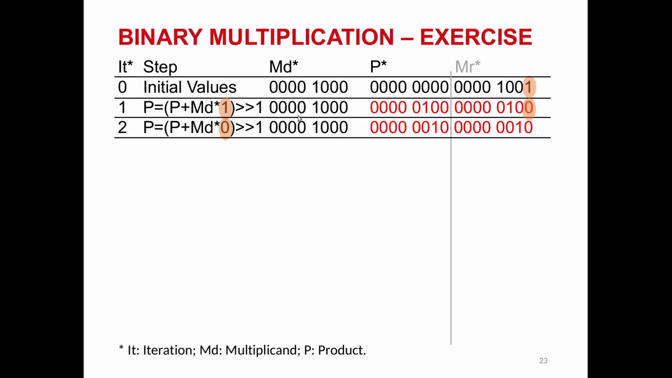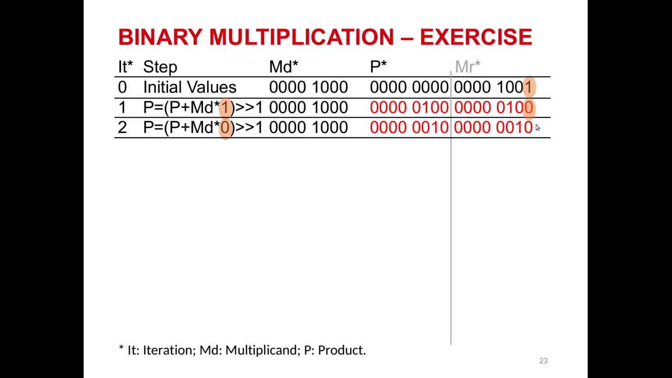So here you can see the value will be unchanged, but it shifts 1 bit to the right, and so bit 1 here will be moved to here. This bit 0 will be dismissed, and this bit 1 will move here. So the value of the product should start from here to the left, and the remaining of the MR should start from here to the right.